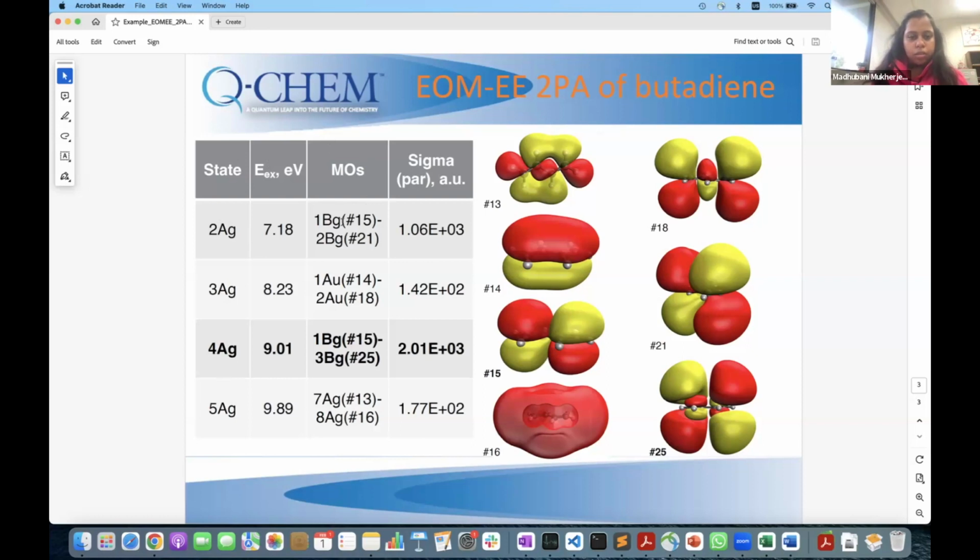Here, these are the molecular orbitals which are involved in these transitions. Here you can see the symmetry of the orbitals and the numbers. And from here you can compare the pictures of these orbitals. And this quantity, sigma parallel, shows us the strength of the transition. And you can see the brightest one here is the 4Ag state. I think, yeah, that's it.